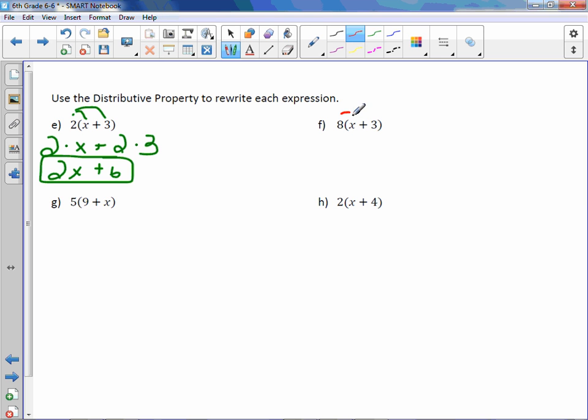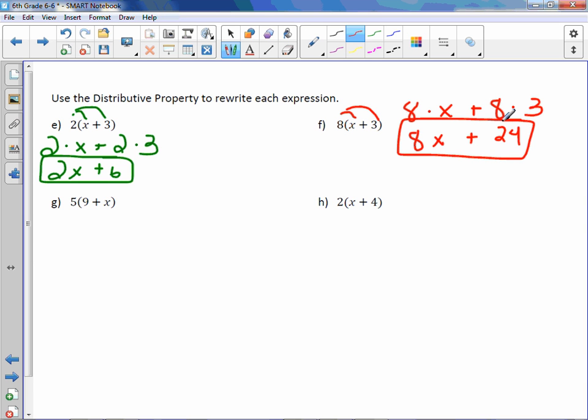Letter F, distribute the 8. So we get 8 times x plus 8 times 3. 8 times x, I don't know what that is, so 8x plus 8 times 3 is 24. I cannot add 8x and 24. I do not know what x is. I cannot add it to a normal number, a constant.